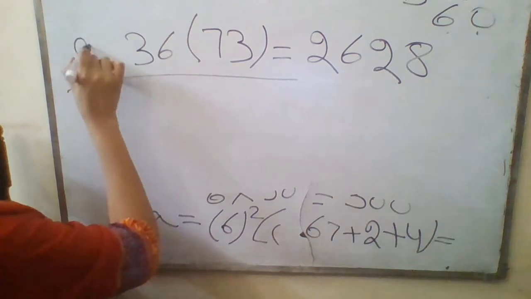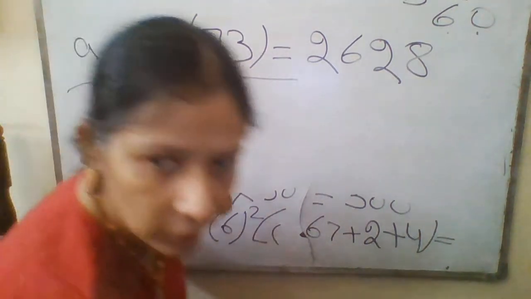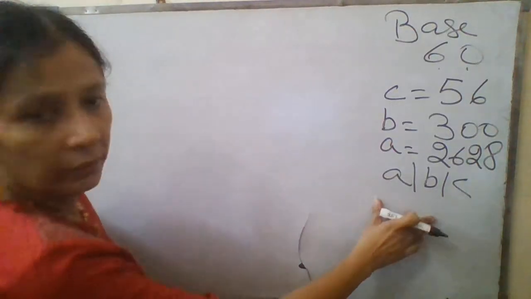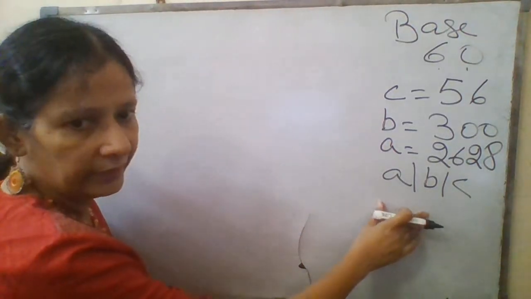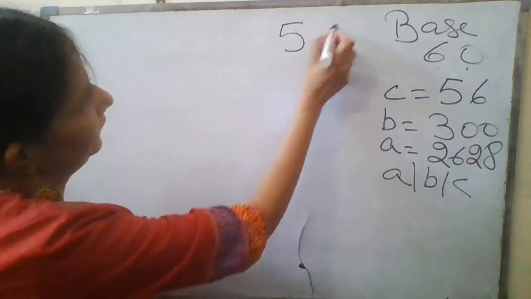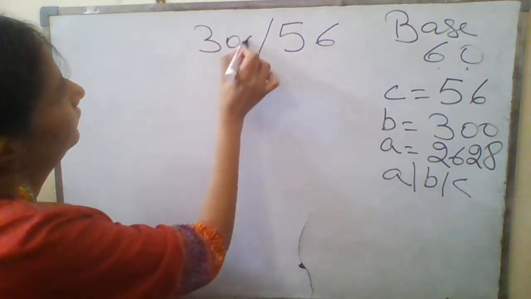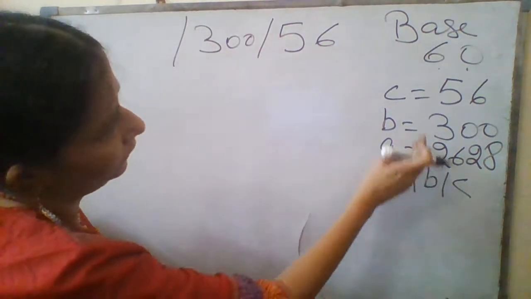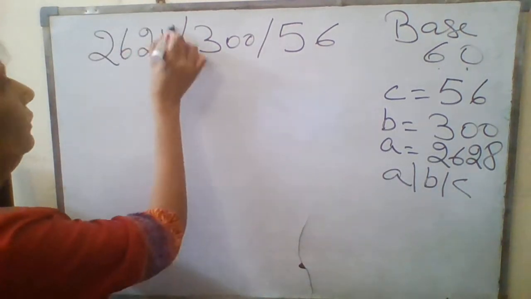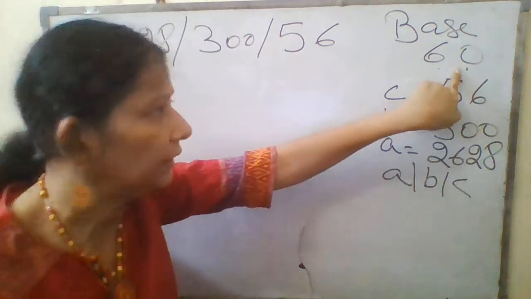So this is the value of A. Okay, like this. Now you have got the value of A, B and C. Now you look here, this is A slash B slash C. So value of C is 56 slash value of B is 300 slash value of A is 2628.